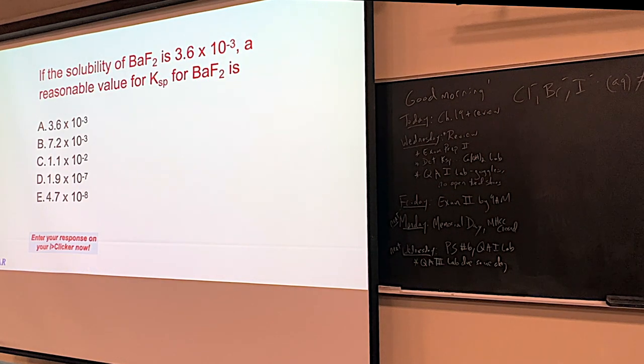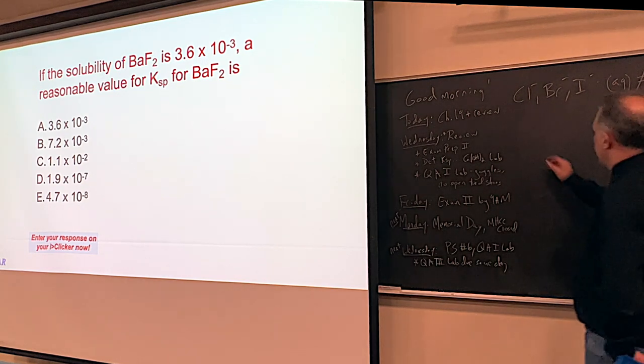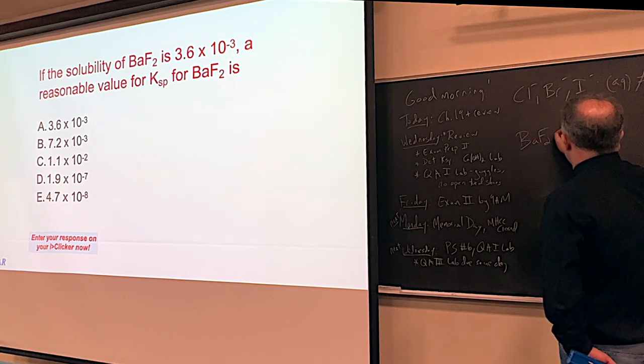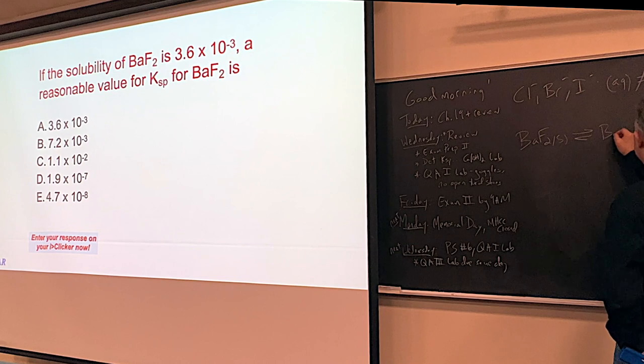Now, here's a question. We have a solubility of barium fluoride, 3.6 times 10 to the minus 3. It says to calculate Ksp for barium fluoride using this information. Knowing that this is solubility, the X we talked about, see if you can figure out what Ksp would be for this particular reaction. In this question, we're trying to think about how solubility and Ksp are related.